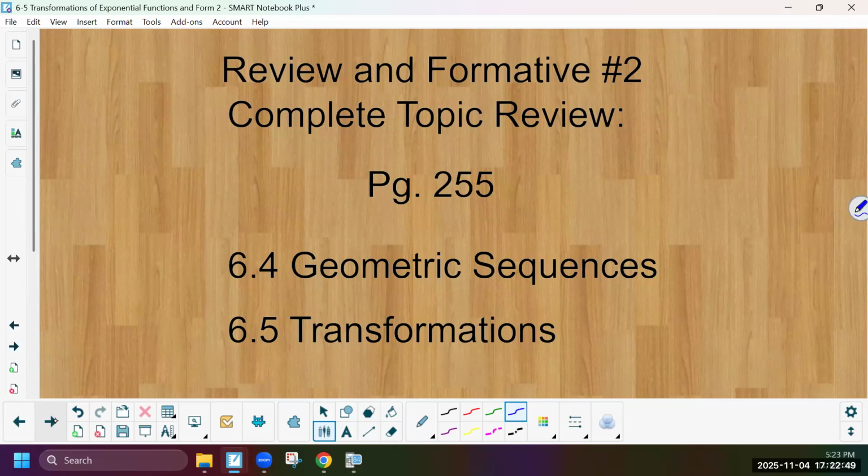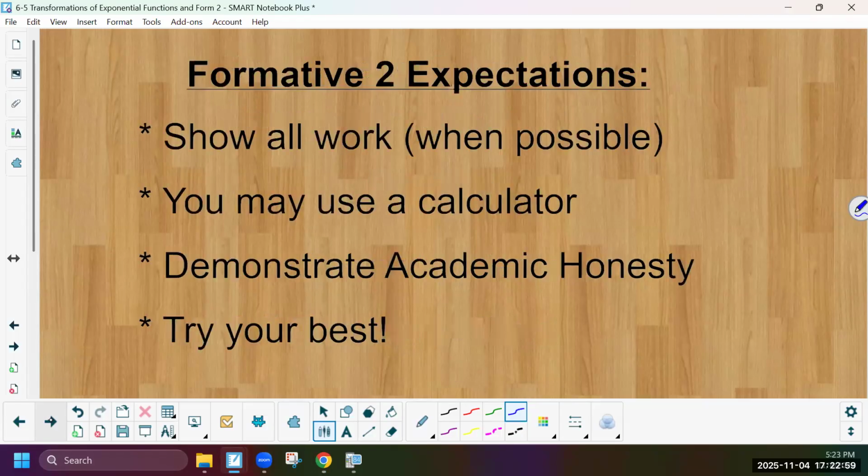All right, when you're ready to start the formative, you know the expectations for your formative. You're showing all work when possible. You can use your calculator. Please demonstrate academic honesty by doing your own work and try your best. There's no talking, and this should be collected at the end. All your other notes can stay in your notebook. Thank you.